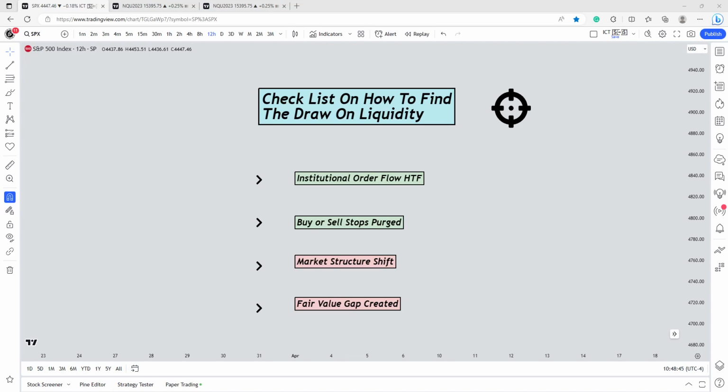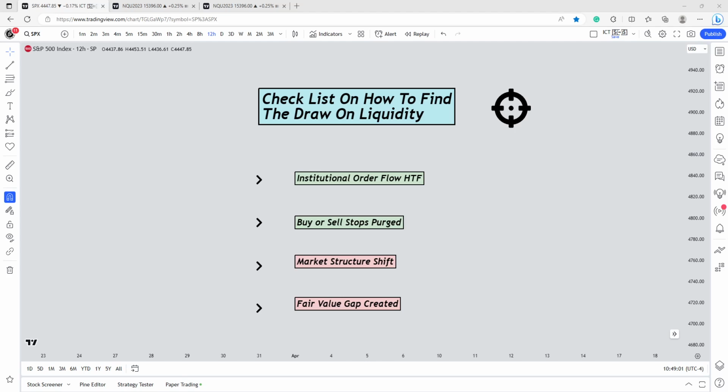I'm going to be walking you guys through a checklist on exactly how to find the draw on liquidity using ICT's concepts. Let's jump straight into it, and I'll be showing you guys the examples for both the bullish and bearish case. The first thing that I look at is institutional order flow on the higher time frame.